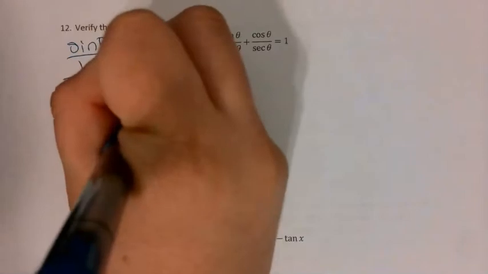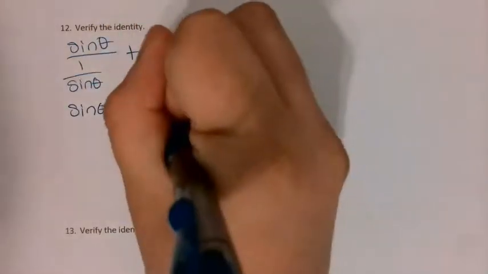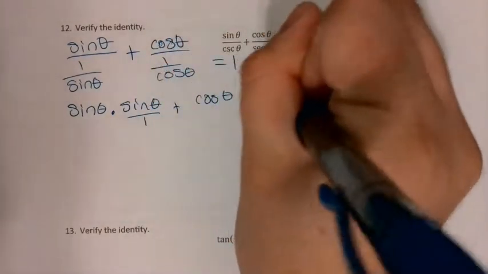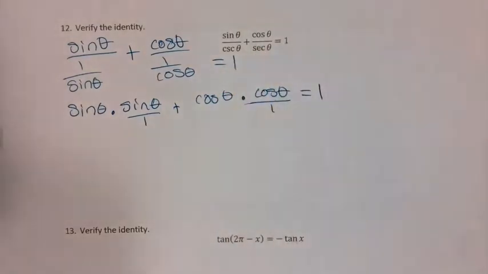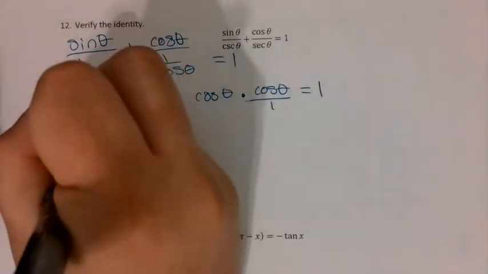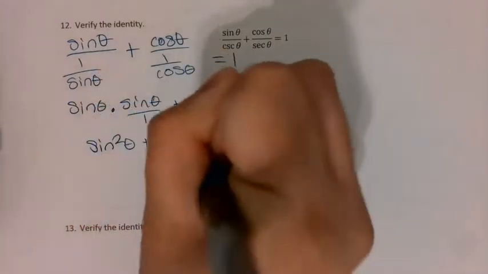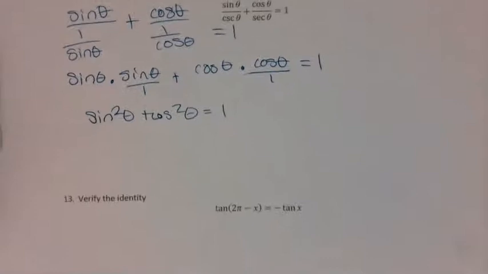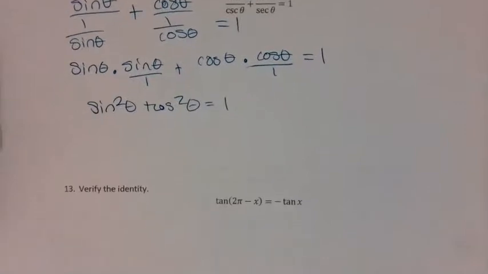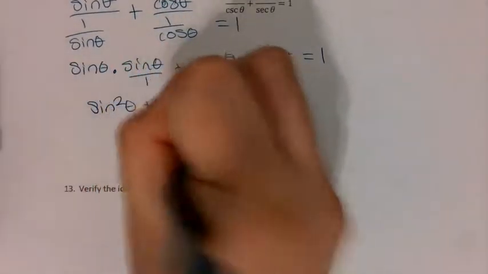Remember, this is the same thing as saying sine over 1, so I'm going to rewrite it as sine theta times sine theta over 1. And then, because I want to flip my fraction to multiply, I'm going to do the same thing for cosine. Equals 1. Then I have sine squared theta plus cosine squared theta equals 1. That's a Pythagorean identity. I end up with 1 equals 1.